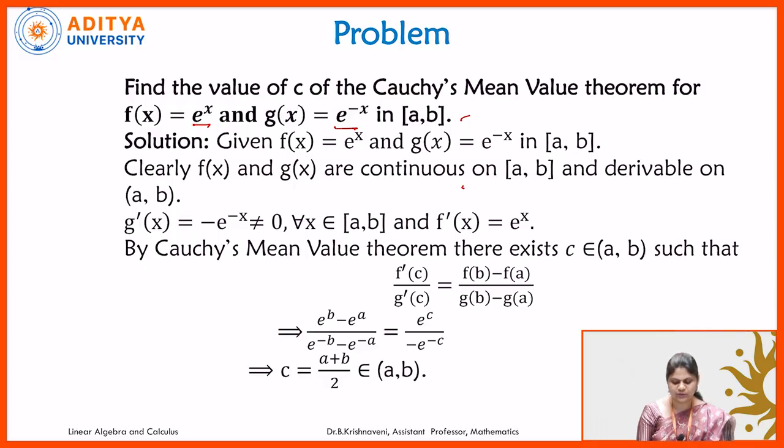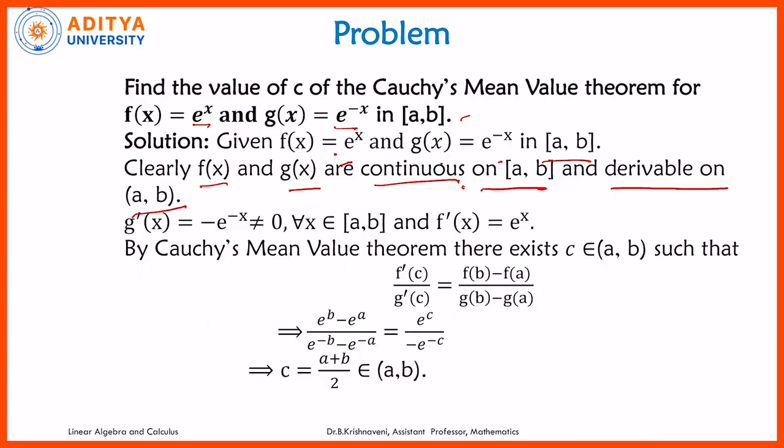First we need to check the continuity, differentiability, and g dash x not equal to 0 in the open interval. Thereafter find c, and that c must be in the given open interval. So let us proceed. Given f of x equals e power x and g of x equals e power minus x in closed a comma b. It is very clear that f of x and g of x are continuous, since they are exponential functions, and we know that they are continuous everywhere. Hence it is continuous on the closed interval a comma b. Similarly their derivatives are also defined, hence they are derivable on open a comma b.